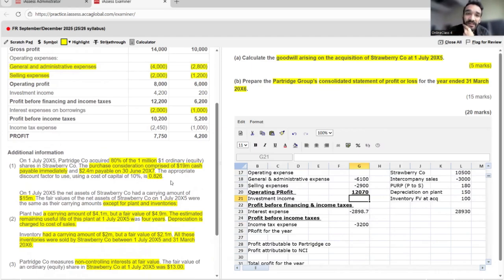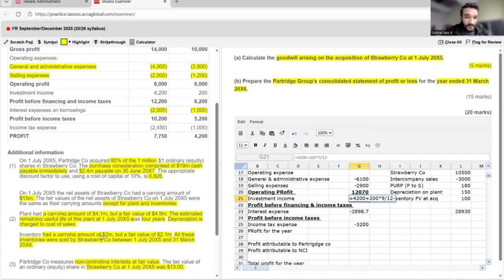Remember, it's very, very important. Let's do the calculation. P plus S. What is our investment income? 4,200 plus 4,200 into 9 by 12, minus the intercompany dividend. This is very, very important, because the dividend you have received from the subsidiary, you have already included that in your investment income, right?